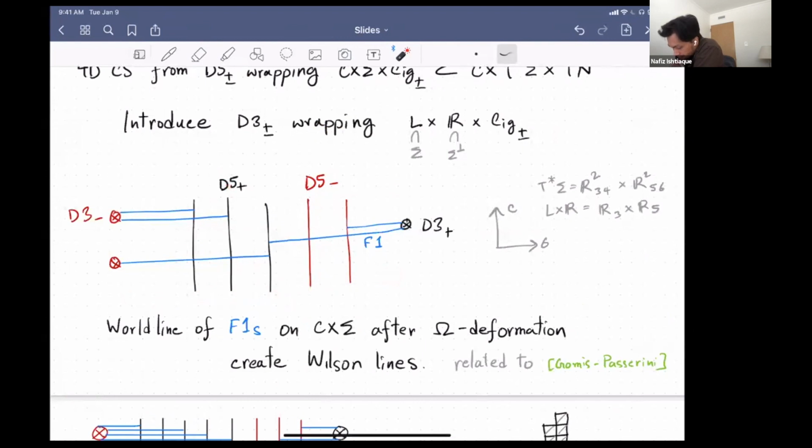So we have the D5 plus and D5 minus branes, D3 minus and D3 pluses. And then we can suspend fundamental strings between them. And the worldlines of these fundamental strings, which are lines inside the support of the 4D Chern-Simons theory, will become the Wilson lines in the 4D Chern-Simons after the omega deformation. And I should point out that this computation of introducing Wilson lines by intersecting D5s and D3s is very similar to some computation done by Gomez and Passerini, whose interest was different. They were interested in creating line operators in N=4 theories to study their AdS dual.